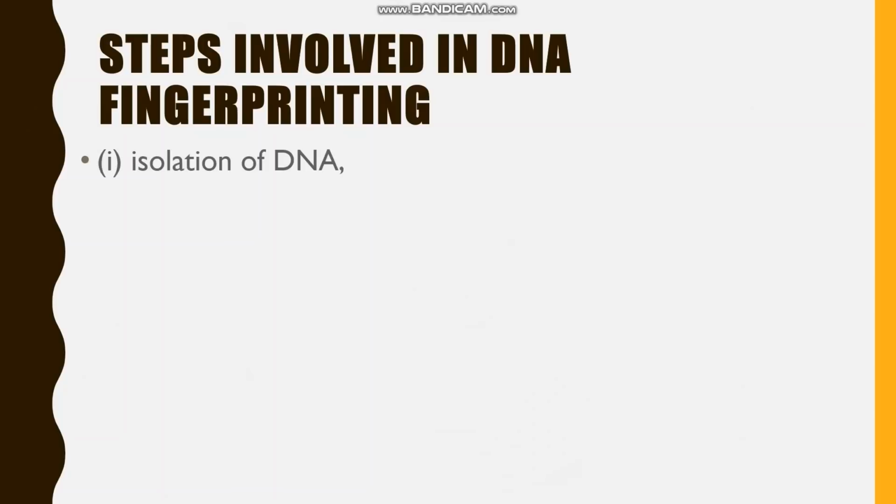The first step in DNA fingerprinting technology is isolation of DNA. Isolation of DNA from which cells? For this purpose, we need to isolate the DNA from two samples. So two types of samples are required. Which are the two types of sample? One is called the victim sample. Another one is the suspect sample.